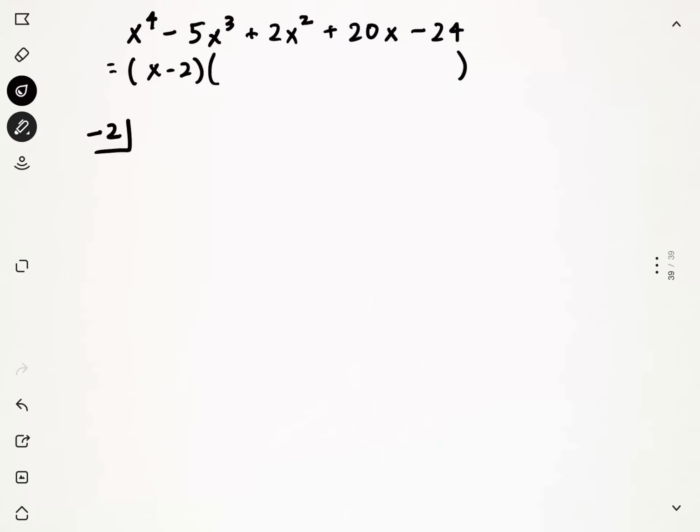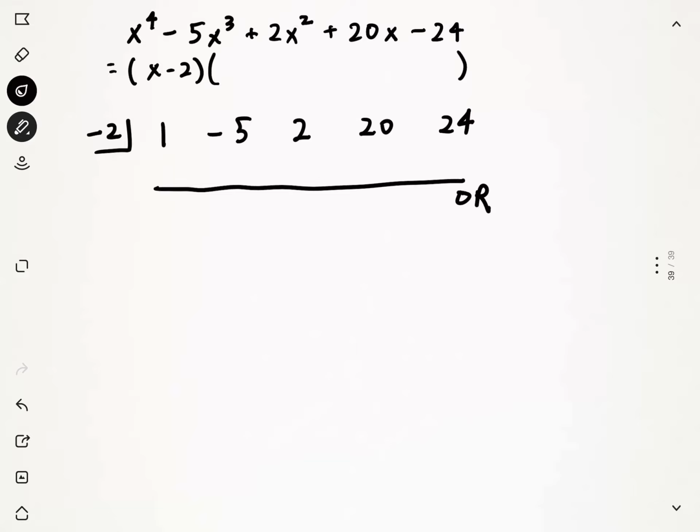Putting the 2 up in the corner. Once again, just a reminder that the number in the corner is not the root number. It's not the number you plug in for x. It is the factor number, which is x minus 2. And then I can put my coefficients across. It's already in descending order, so no need to be concerned. There's no missing terms, so there's no 0 in there. And I'm expecting to get a 0 remainder.